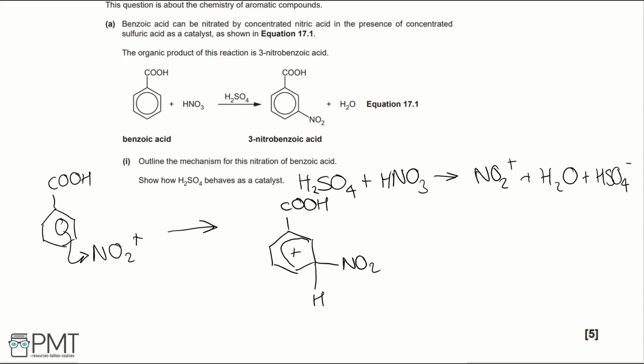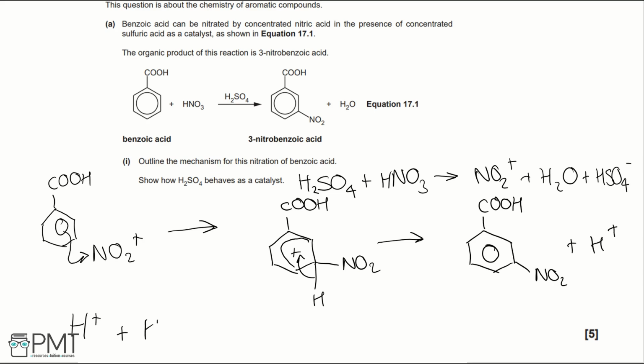This is because the hydrogen from the benzene gets attracted back into the group and therefore would form 3-nitrobenzoic acid, alongside a positive hydrogen. This positive hydrogen will react with our sulfuric acid ion to reform sulfuric acid and show that sulfuric acid acts as a catalyst because it's reformed in this mechanism.